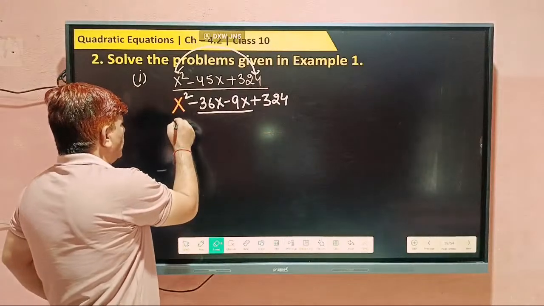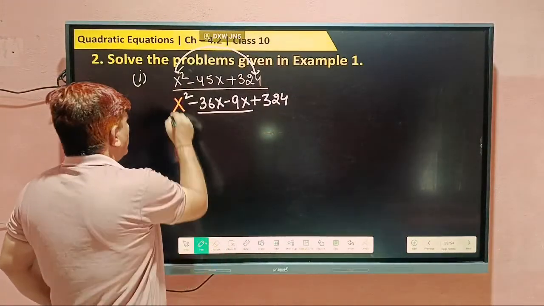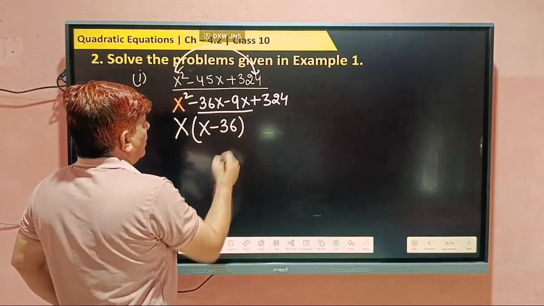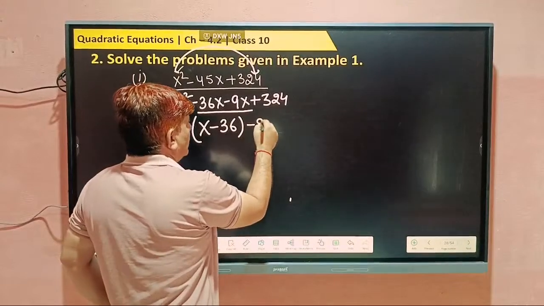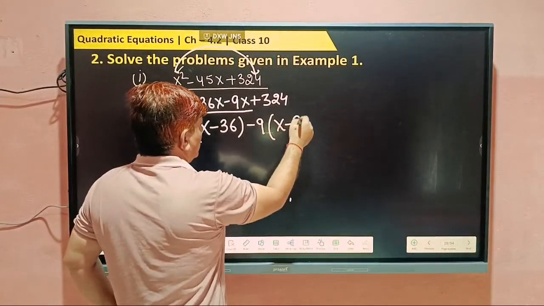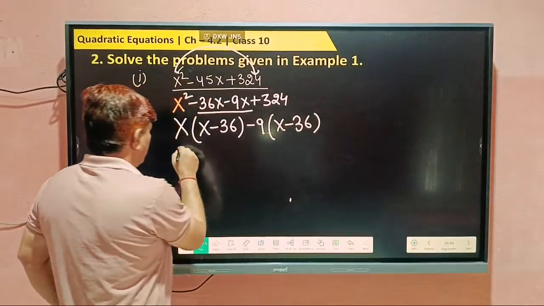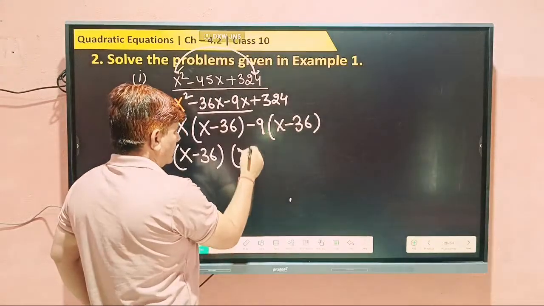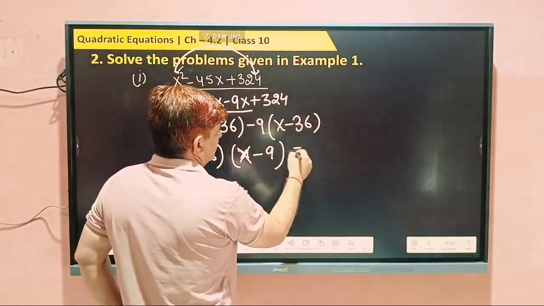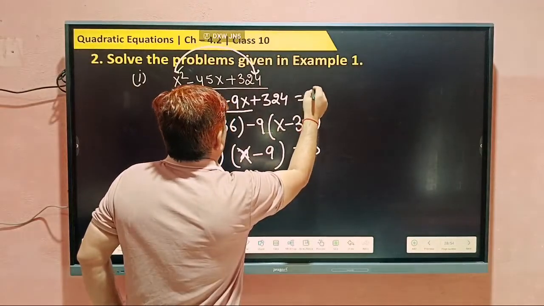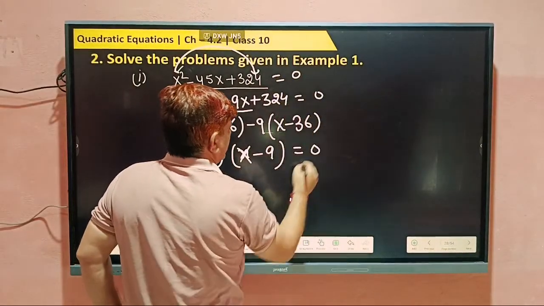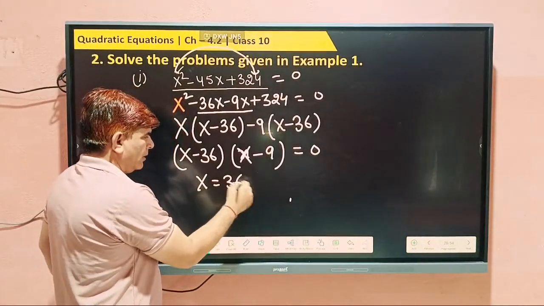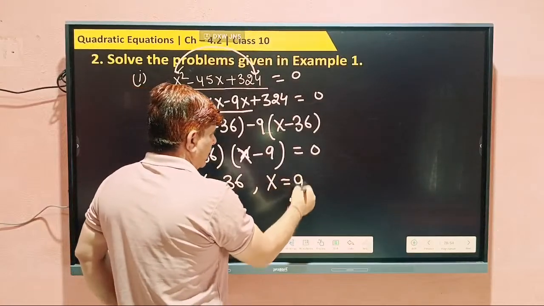You know which is common now. x is common here. So x is common: x minus 36. And minus 9 is common here: x minus 36. So what's common? x minus 36 and x minus 9. Got it? So x equal to 36 or x equal to 9.